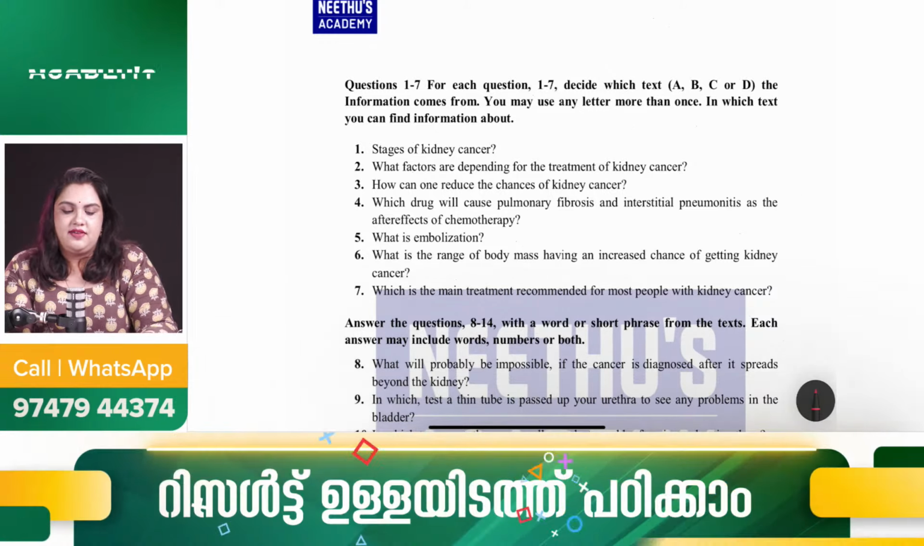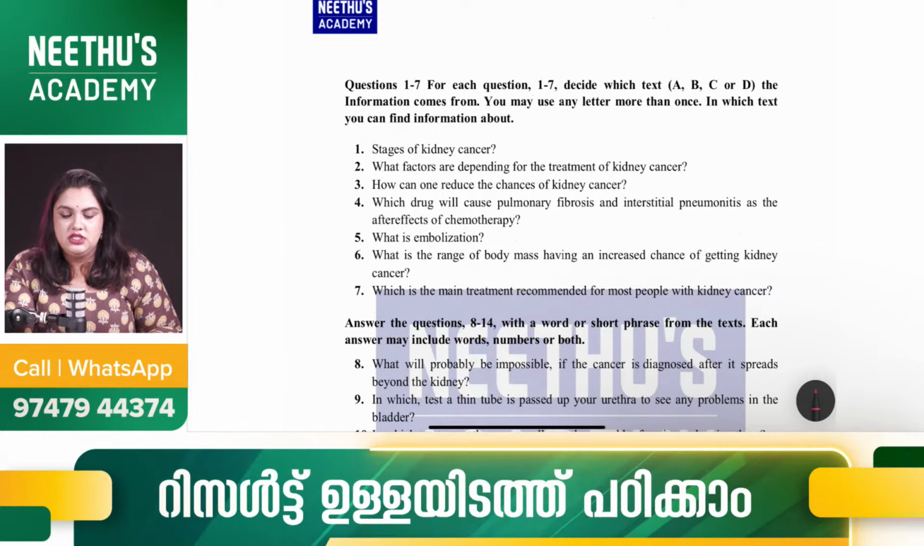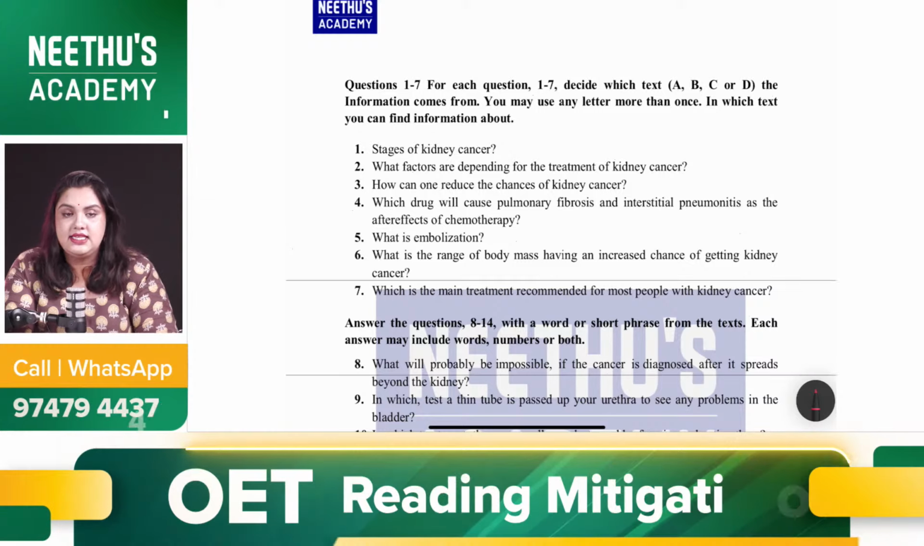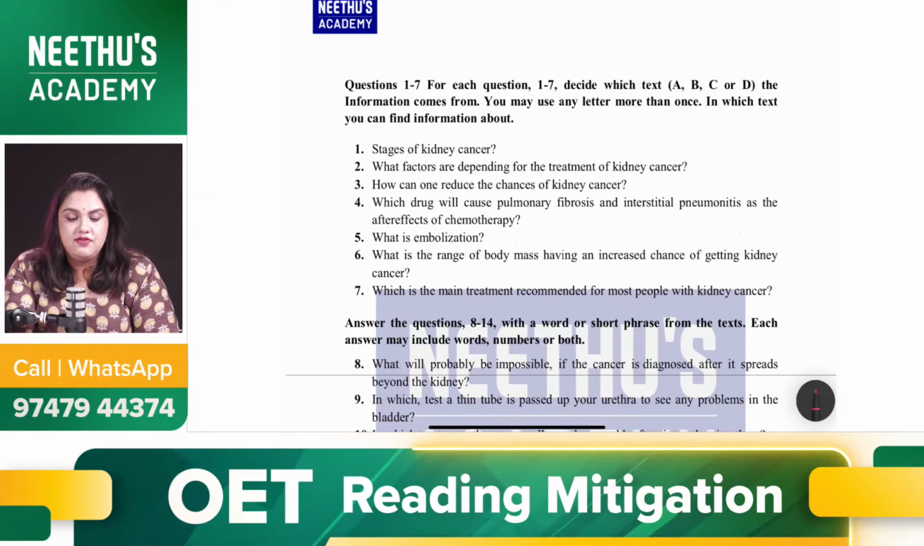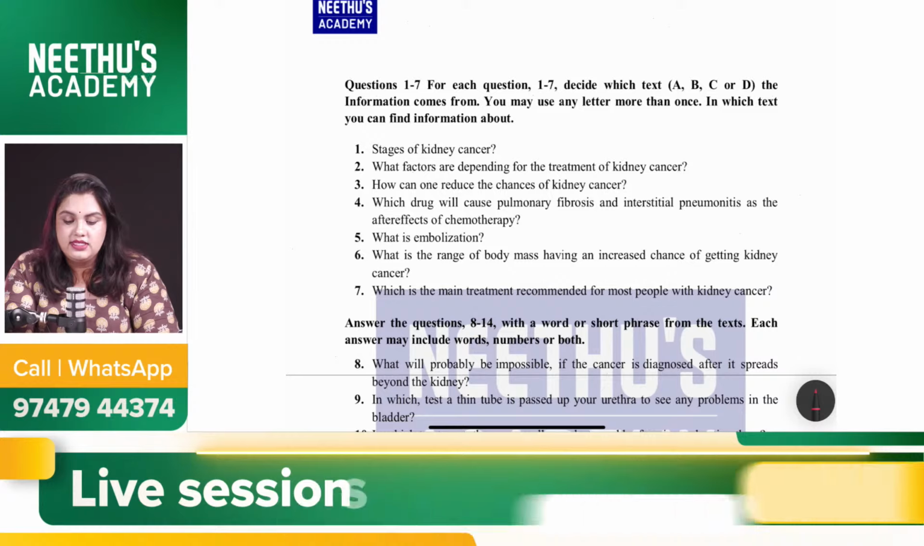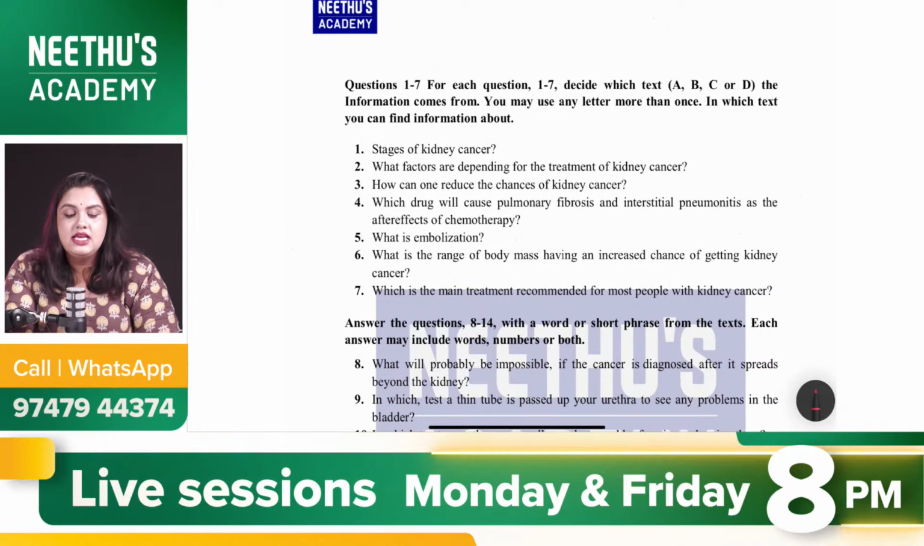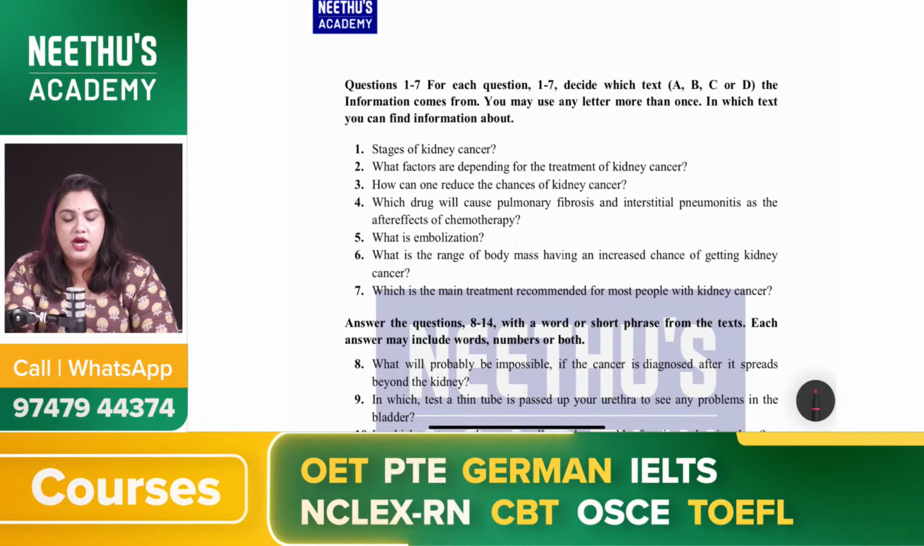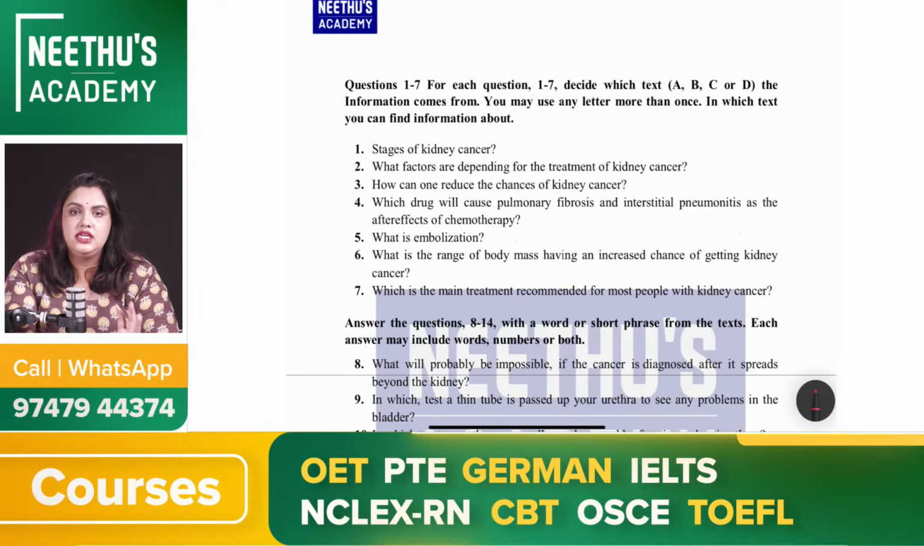Questions 1 to 7. For each question, decide which text, A, B, C or D, the information comes from. You may use any letter more than once. Let's start with question number 1: stages of kidney cancer.